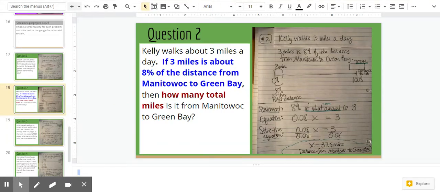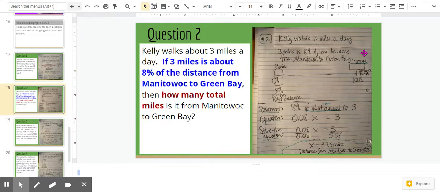Kelly walks about 3 miles a day. If 3 miles is about 8% of the distance from Manitowoc to Green Bay, then how many total miles is it from Manitowoc to Green Bay? I highlighted information that's important in the problem, and I jotted that down on my paper on the right as you follow along here. Kelly walks 3 miles a day.